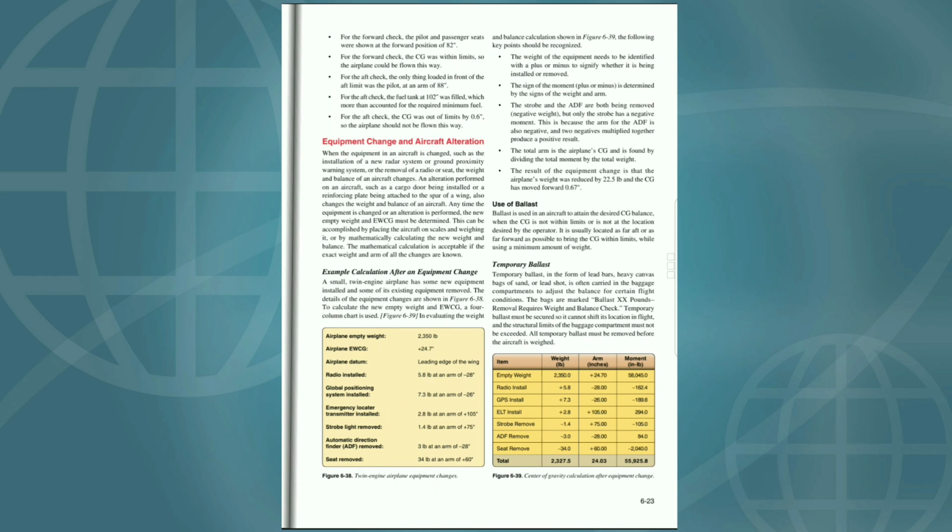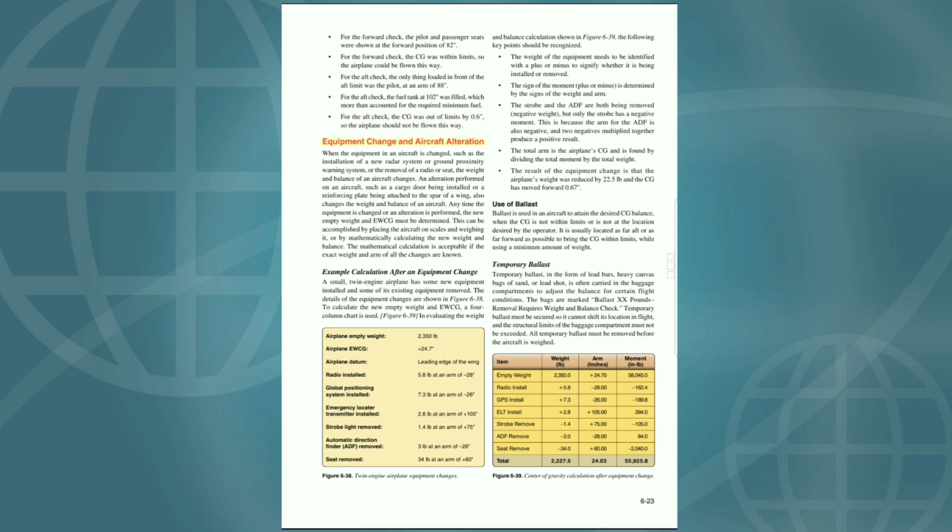6-22. For the forward check, the pilot and passenger seats were shown at the forward position of 82. For the forward check, the CG was within limits, so the airplane could be flown this way. For the aft check, the only thing loaded in front of the aft limit was the pilot, at an arm of 88. For the aft check, the fuel tank at 102 was filled, which more than accounted for the required minimum fuel. For the aft check, the CG was out of limits by 0.6, so the airplane should not be flown this way.